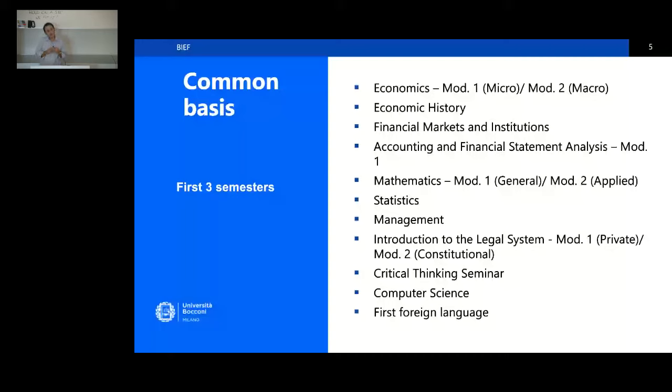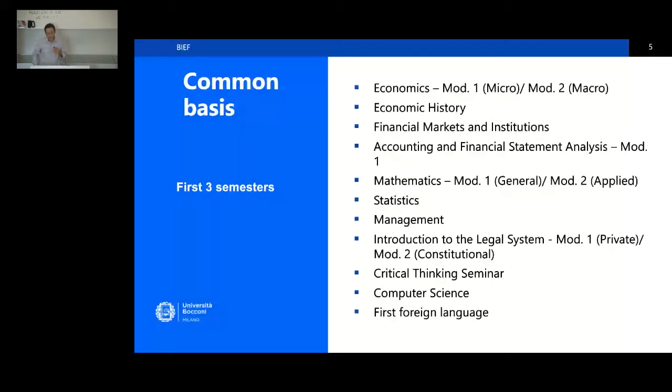Then there is another block. I explained it before that this is very much useful in order to talk about finance and economics meaningfully. And this is quantitative tools. So this includes three courses. That's mathematics one, that's mathematics two, which is financial or applied mathematics, as well as statistics. And then there is another area, which is management and law. Okay, then I told you before that after the first three semesters, you have to decide whether you want to go to the econ or the finance track.